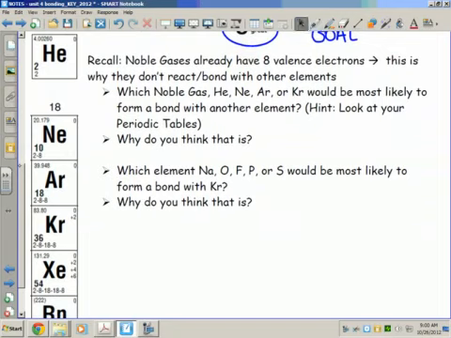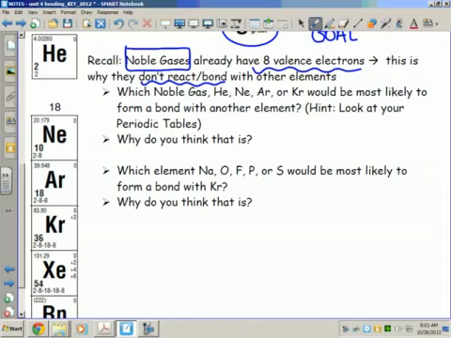Now, the noble gases. The noble gases already have 8 valence electrons. And that's why they're inert. They don't tend to react or bond. It's not to say that they can't. That's why they're called the noble gases. They kind of leave all the other elements alone. However, even the noble gases will form bonds.